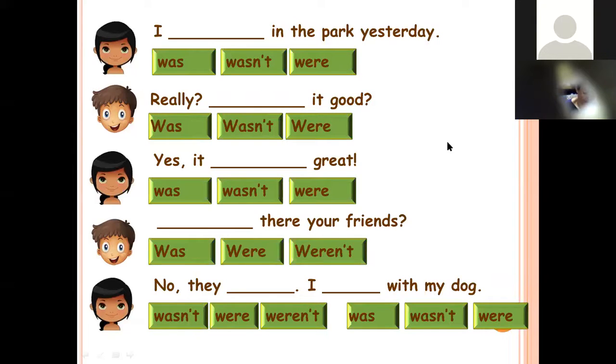Was. Very good. This one depende del sujeto. This is it. ¿Cuál usamos con it? Was or were? Was. Is good. Was it good? ¿Estuvo buena? Was it good?